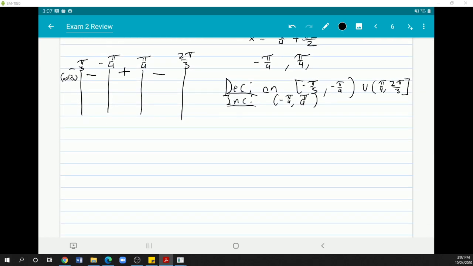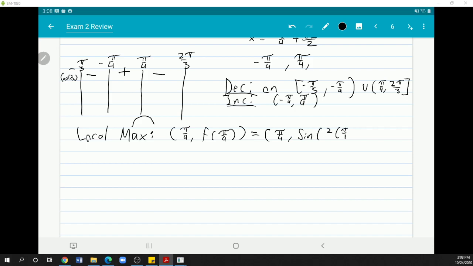First let's find local maxes and mins. Local max. That happens when we go from plus to minus. We go from increasing to decreasing. So we have a local max at pi over 4, f of pi over 4. We plug that into our function. That's pi over 4 sine of 2 pi over 4. And if you work that out, that's pi over 4 sine of pi over 2, which is 1.